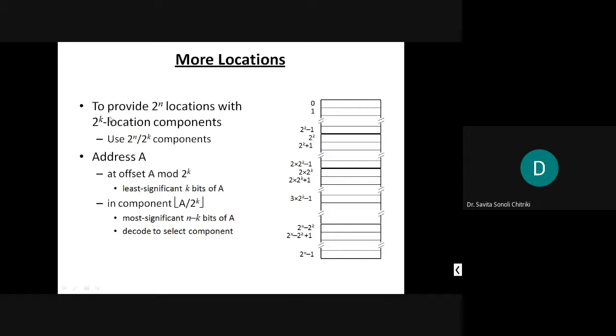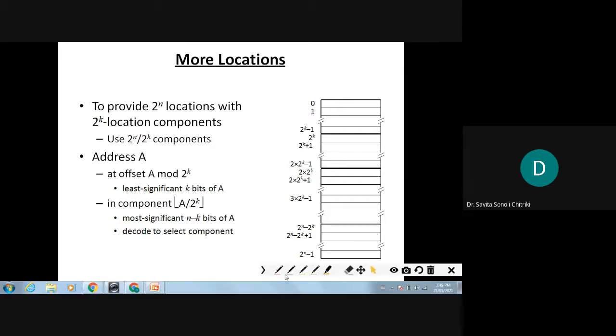So that's why more locations. To provide 2 to the power n locations with 2 to the power k location components, use 2 to the power n by 2 to the power k components. This is very important, remember this formula. The address A goes at an offset A mod 2 to the power k, that is, the least significant k bits of A.